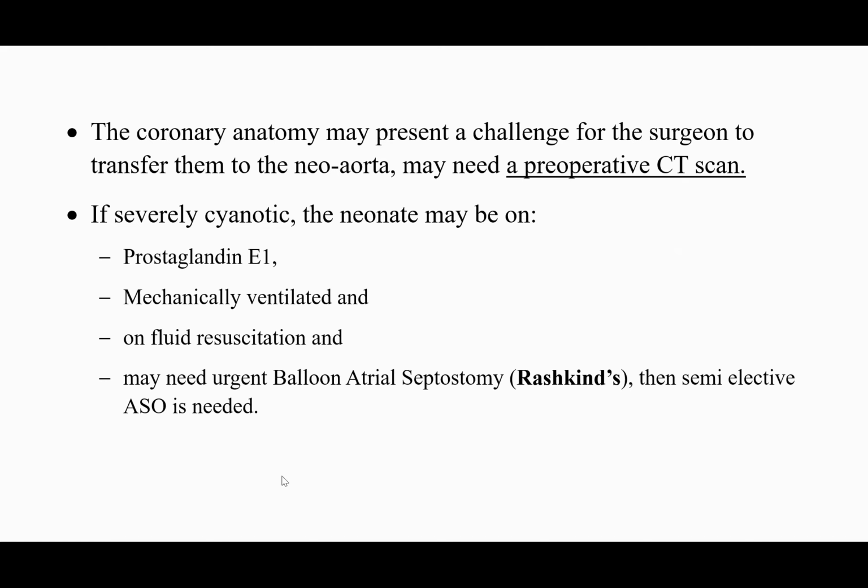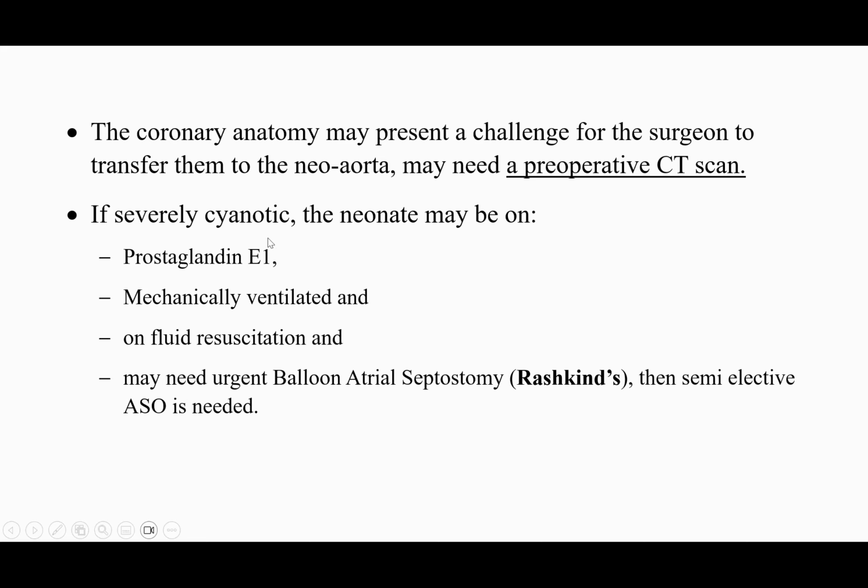The coronary anatomy may present a challenge for the surgeon to transfer them to the new aorta, and may need a preoperative CT scan, because we do not only switch the arteries, we take the coronaries with the aorta to the new position, the new aorta.